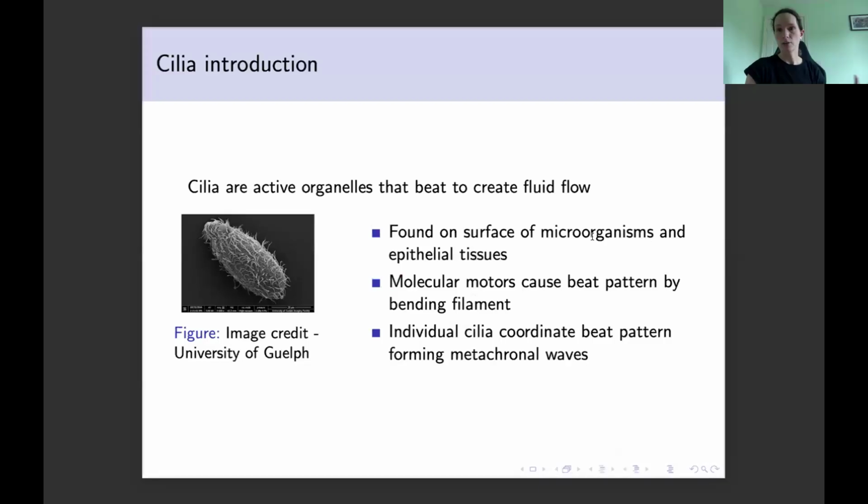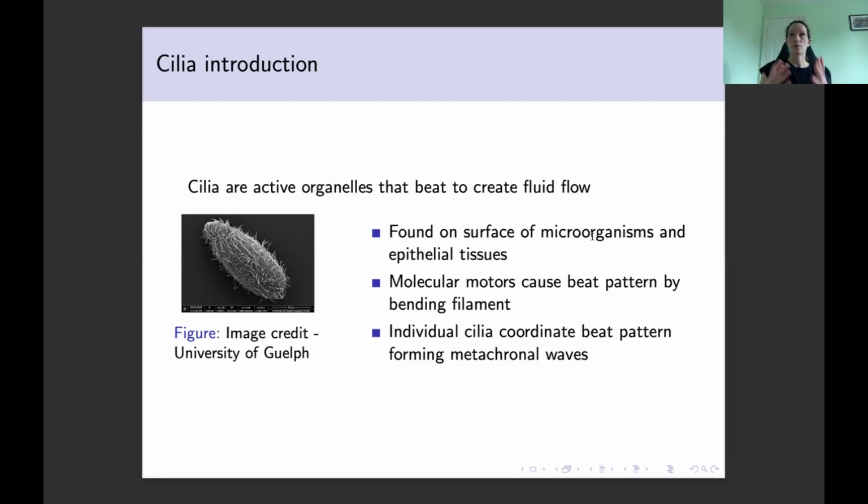First of all, the introduction to cilia. There are these active organelles that beat to create fluid flow. You find them on the surface of microorganisms, where they can be used for propulsion, and you find them on epithelia, for example in your lungs. But the motors that drive them to move through their beat cycle are within the individual filaments.